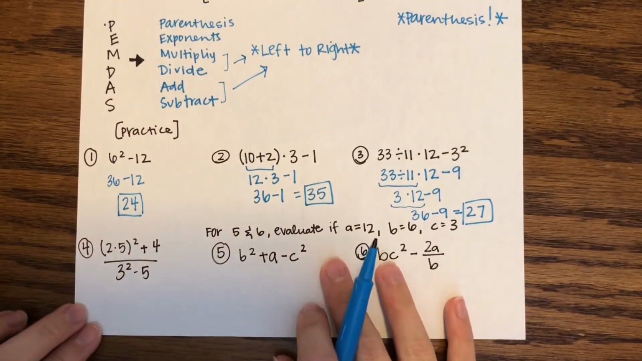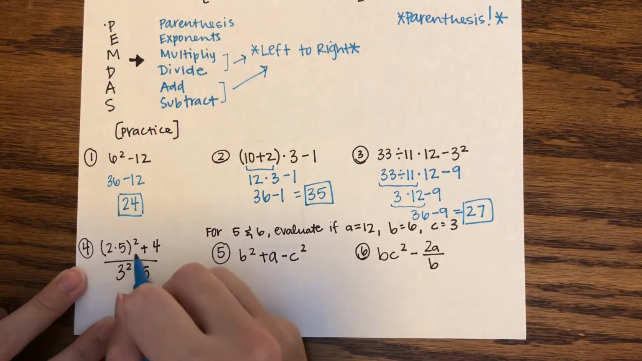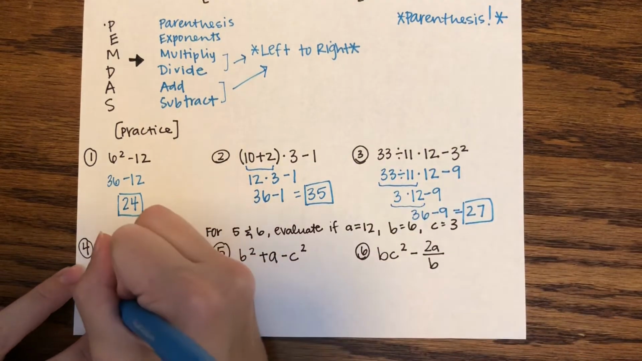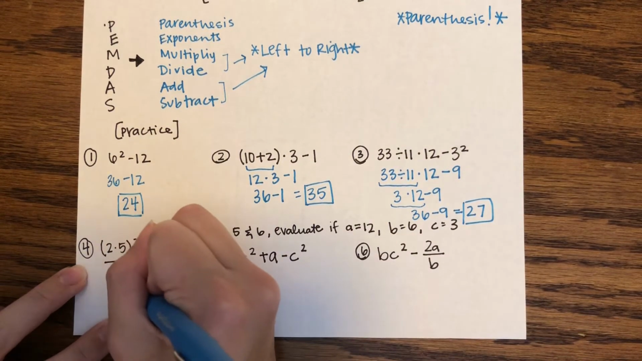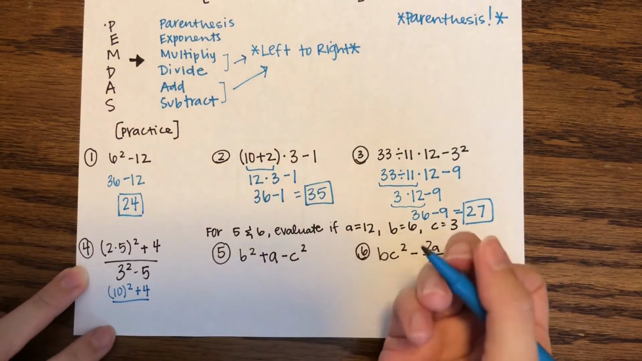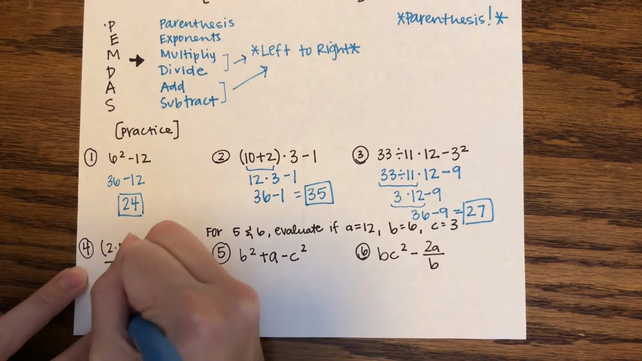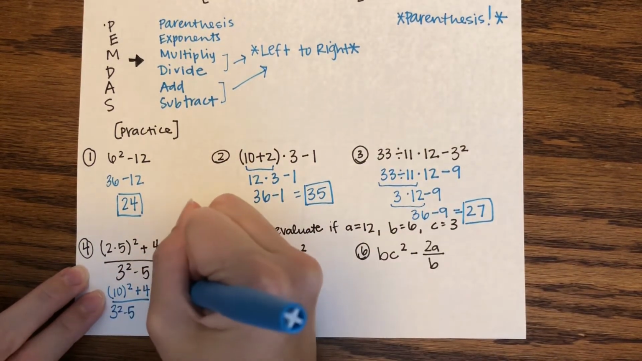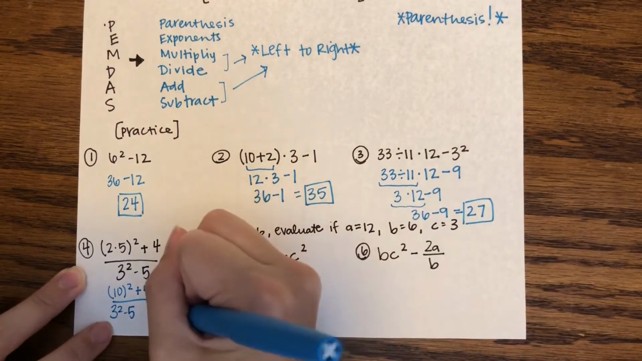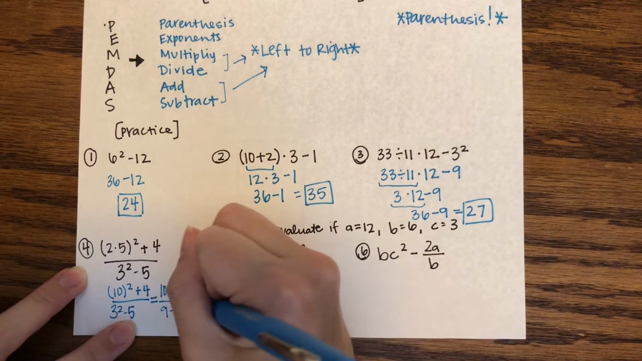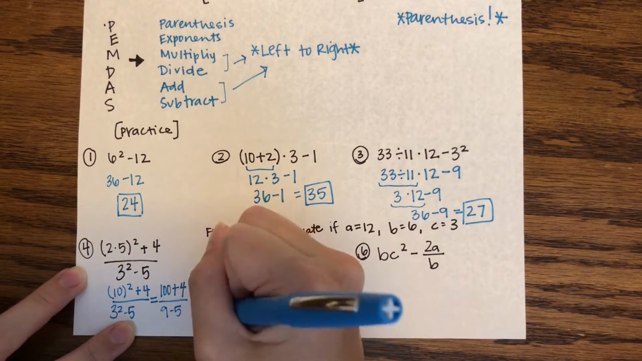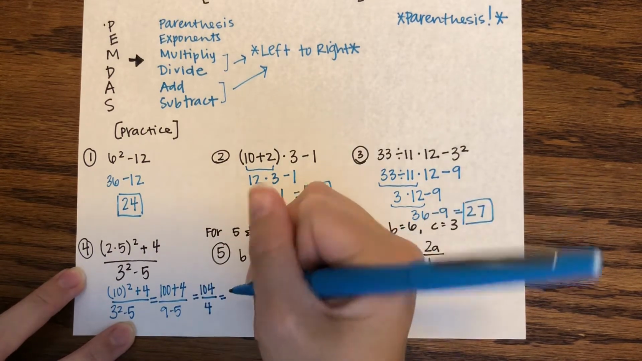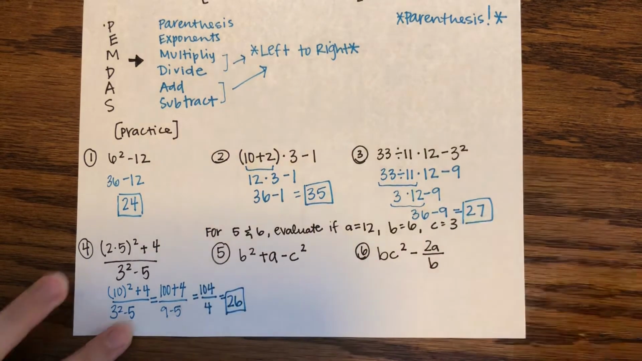Number 4, we have 2 times 5 squared plus 4 over 3 squared minus 5. First thing is parentheses, so 2 times 5 is 10 squared plus 4 over 3 squared minus 5. Okay, and then we're going to do our exponents, so 10 squared, we have 100 plus 4 over 9 minus 5. That's going to give us then 104 over 9 minus 5, which is 4, and then that simplifies to 26.